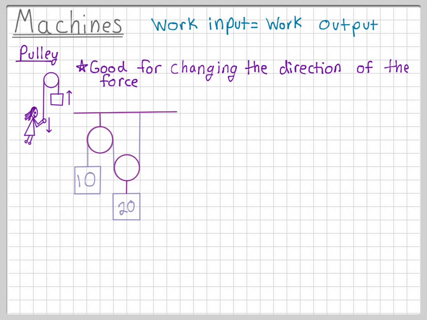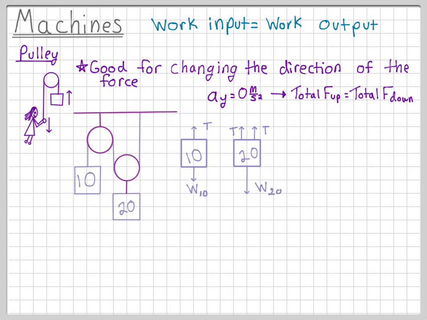Pulleys can also be combined in order to lift multiple objects, like the pulley diagram here. If we draw a free body diagram for each block, we see that they both have their weight forces and they have either one or two tension forces acting up. Since this is the same rope, we know that all these tension forces are going to have the same magnitude. We can also assume that there's no acceleration for these boxes, which means that the forces in the y direction are going to be balanced, or equal to each other.